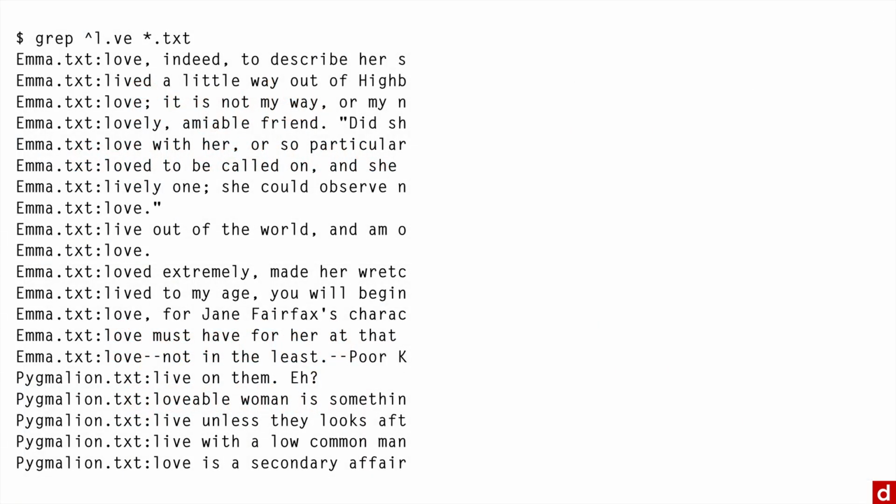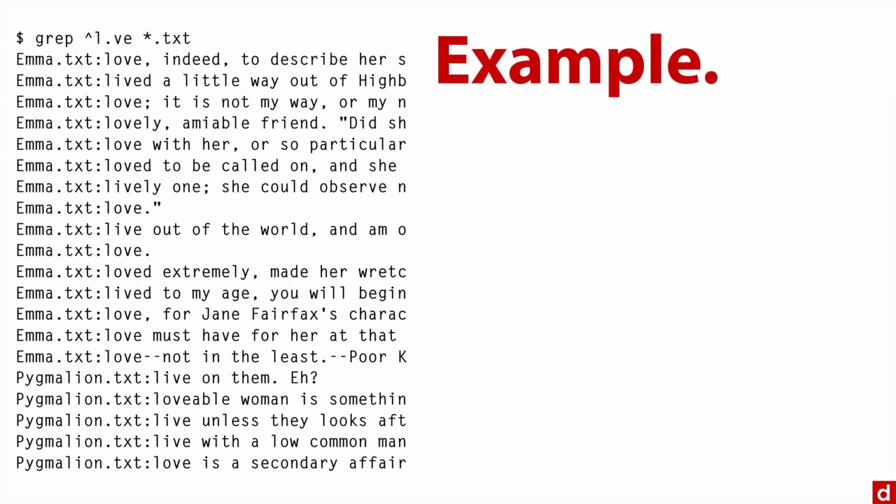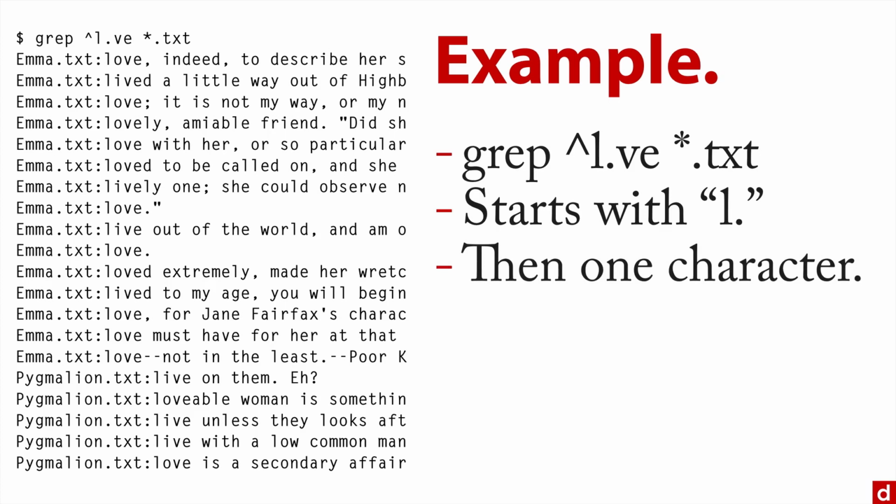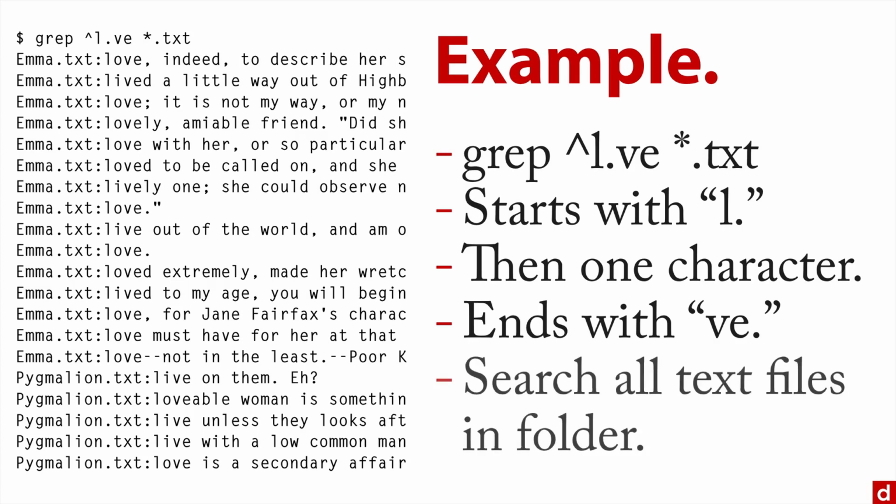So here's a short example of how it can work. What I've done is I've taken some text documents. They're actually the text to Emma and to Pygmalion, 2 books I got off of Project Gutenberg. And this is the command, grep *l.ve *.txt. So what I'm looking for are lines in either of these books that start with L. Then they have one character, can be whatever, and then that's followed by VE. And then the .txt means search for all of the text files in that particular folder. And what it found is lines that began with love and lived and lovely and so on.